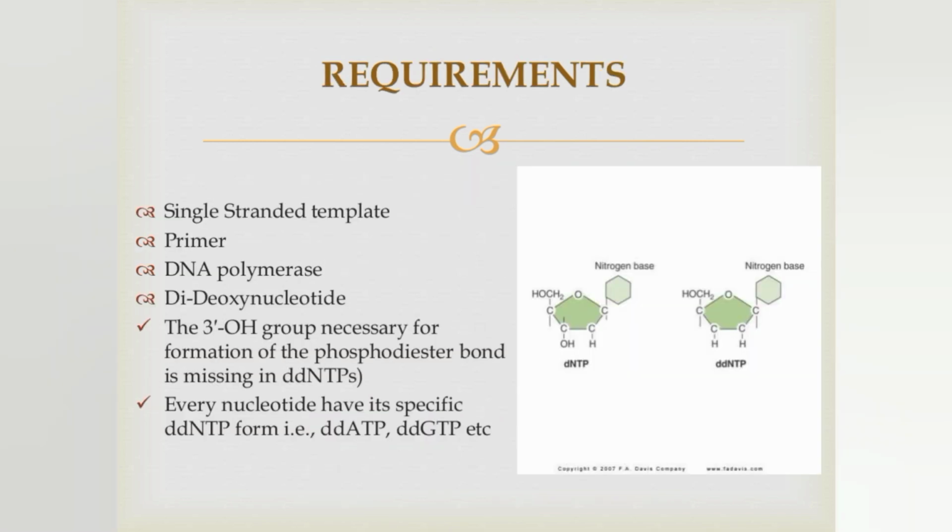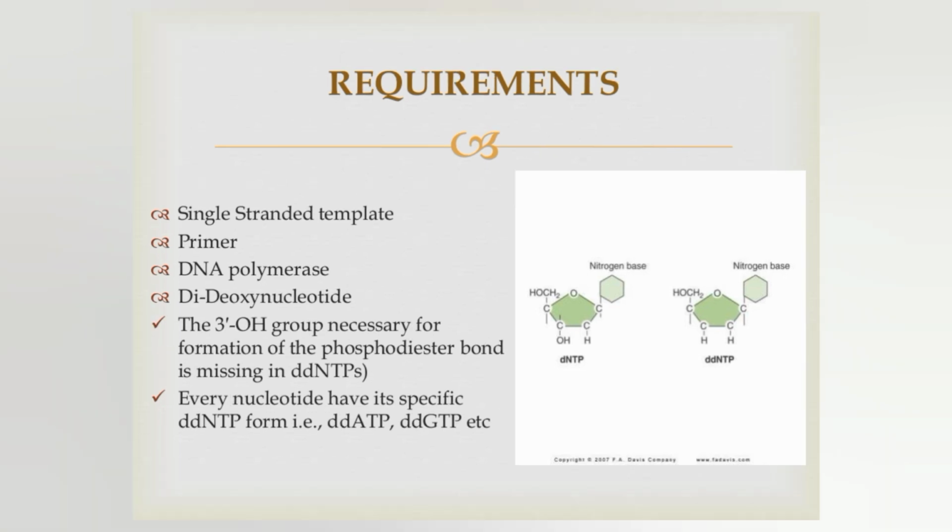So, what are the requirements of the Sanger method? The basic requirements of the Sanger method are a single stranded template, primer, DNA polymerase, and dideoxynucleotides. The 3' hydroxyl group necessary for formation of the phosphodiester bond is missing in ddNTPs. Every nucleotide has its specific ddNTP: ddATP, ddGTP. You can see in the diagram dNTP and ddNTP. So those are the requirements of the Sanger method.